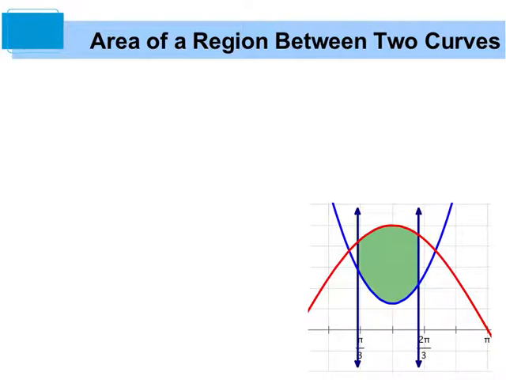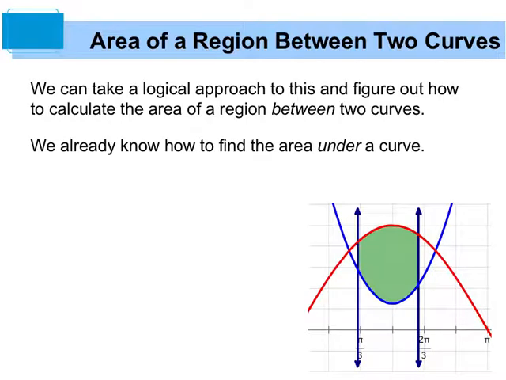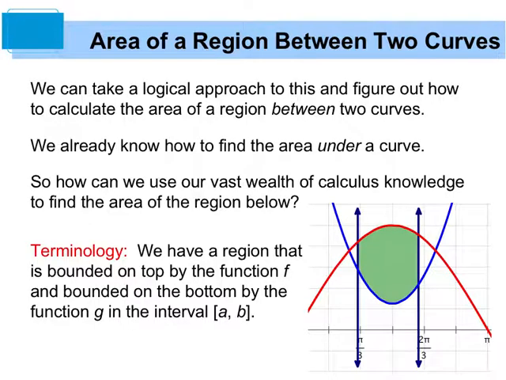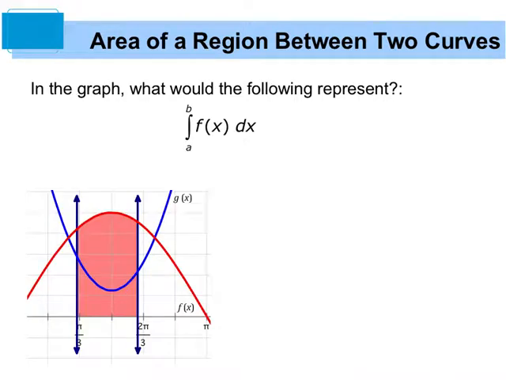Rick? Area under the curve of the red minus area under the curve of the blue. Why? Because if you do the red, it gets everything, but then after you subtract the blue, it takes away the space from the bottom. Let's give it up to Mary. Well done.